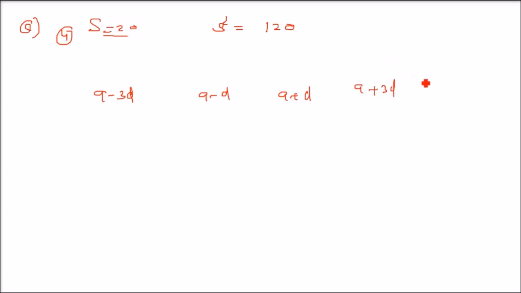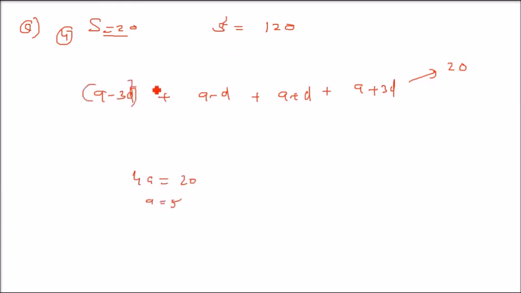So the first equation is, the addition is 20. You add them, make a plus in between, and take the summation, 20. If you see this, minus 3d plus 3d, d will cancel. Only 4a will remain. So 4a will be equal to 20. a will be equal to 20 by 4, that is 5.